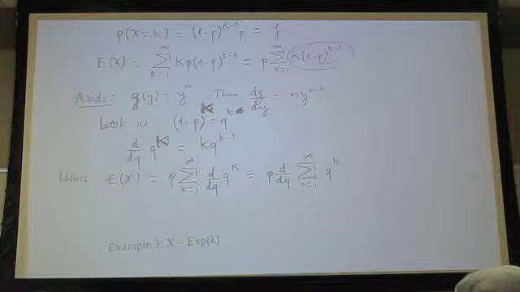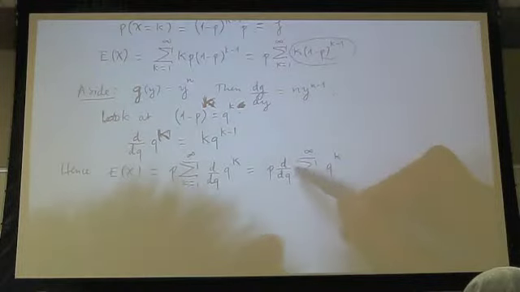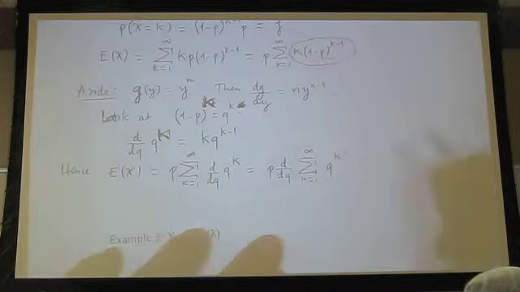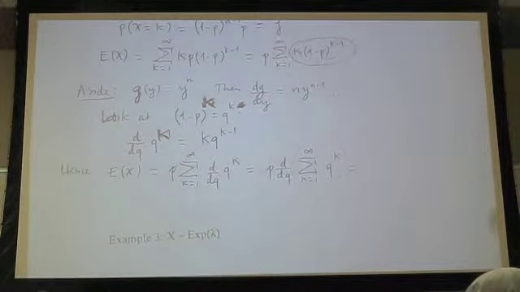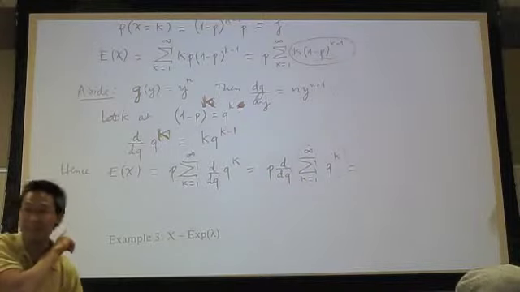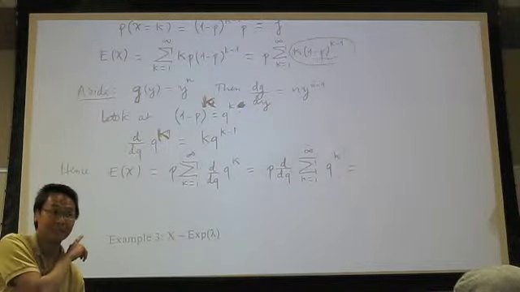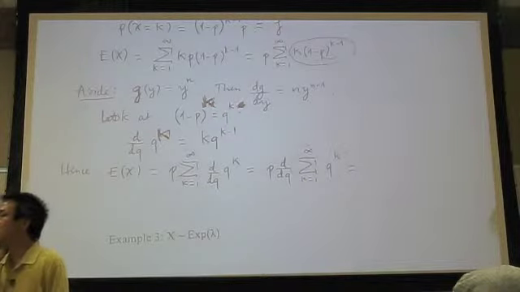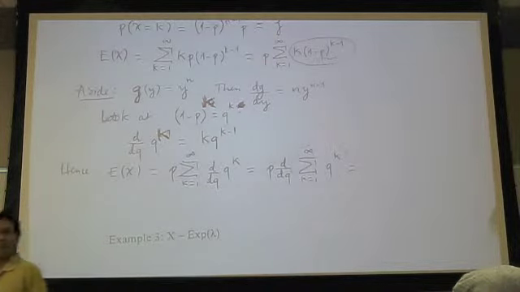And now, what is this sum? What is that sum? That is the geometric series, except that it's missing the first term, correct? Missing the k equal to 0. So what do you do in that case? Add and subtract, for example.